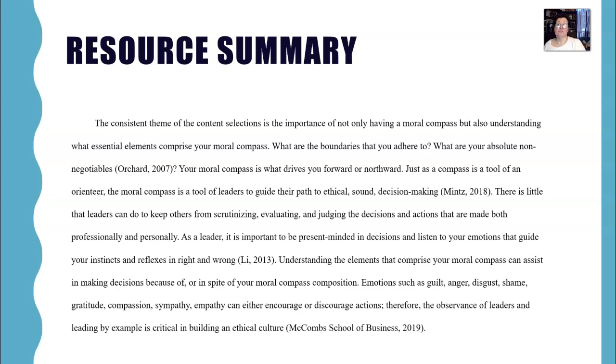There is little that leaders can do to keep others from scrutinizing, evaluating, and judging the decisions and actions that are made both professionally and personally. As a leader, it is important to be present-minded in decisions and listen to your emotions that guide your instincts and reflexes in right and wrong. Understanding the elements that comprise your moral compass can assist in decision-making because of, or in spite of, your moral compass composition. Emotions such as guilt, anger, disgust, shame, gratitude, compassion, sympathy, empathy can either encourage or discourage actions. Therefore, the observance of leaders and leading by example is critical in building an ethical culture.